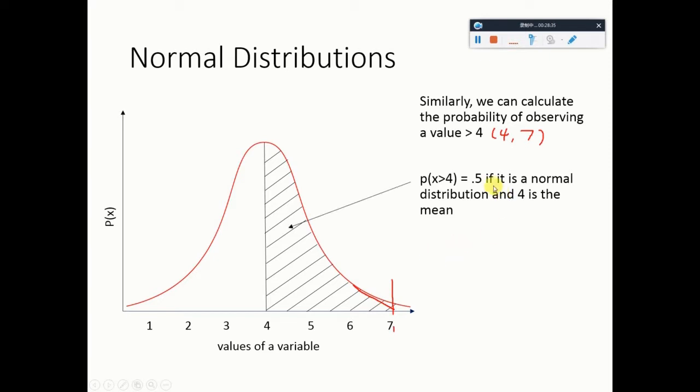So here, the probability of observing any value that's greater than 4 is 0.5, provided that these values are normally distributed and 4 is the mean. It's also the median, it's also the mode. 0.5 will also be the probability of observing a value that's smaller than or no greater than 4, because 1 minus 0.5 gives you 0.5.